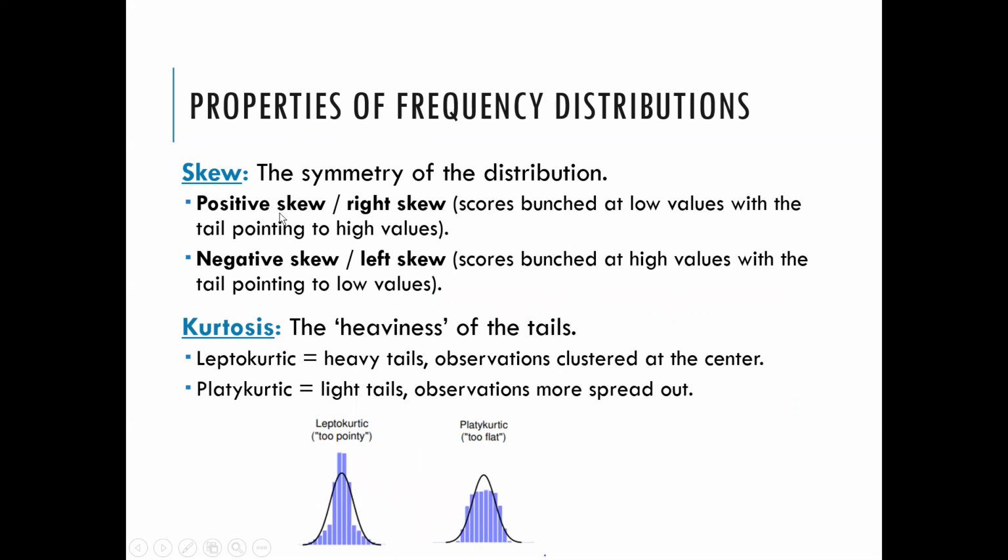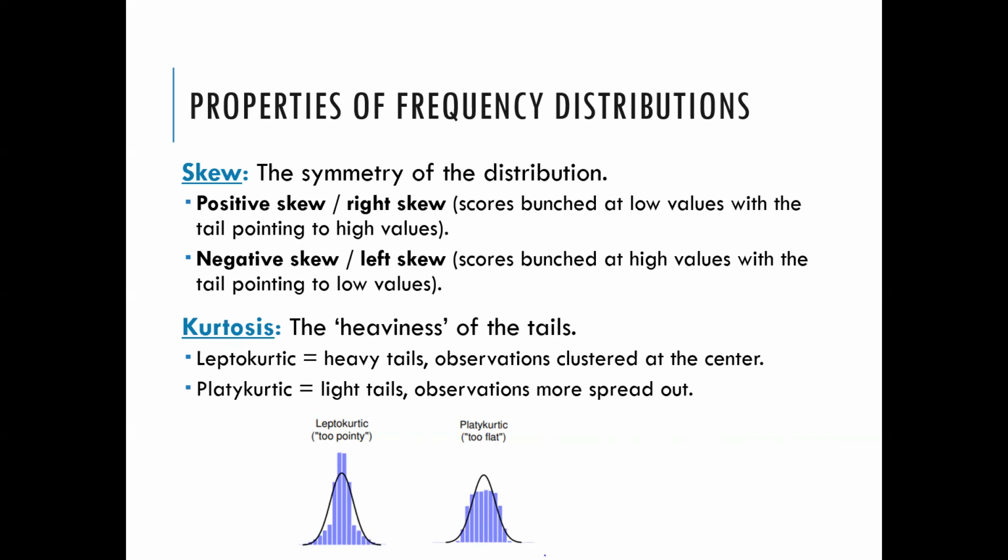And again, a positive or right skew means that the scores are all bunched at low values with the tail pointing to high values. So it's stretched to the right. And a negative skew or left skew is one in which scores are bunched at high values with the tail pointing to low values. So again, stretched to the left.